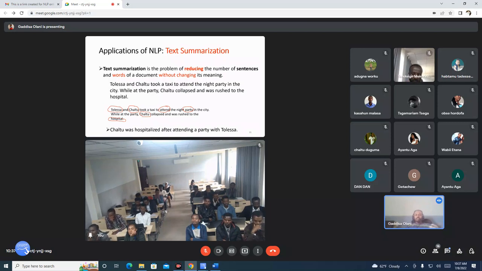So this kind of application is called text summarization. For example, a paper has an abstract. An abstract is a short summary of the entire text or the entire thesis. So let's do this automatically with machine learning.